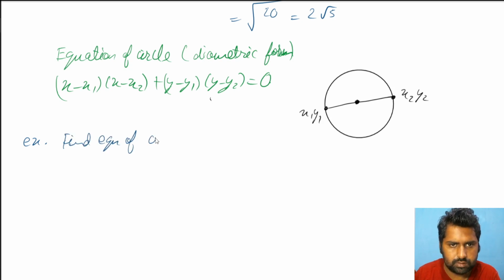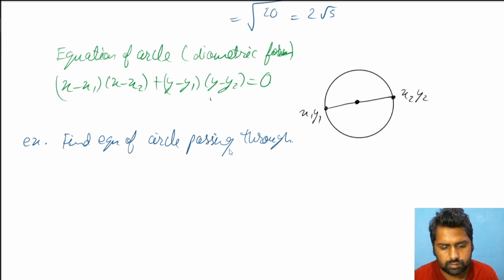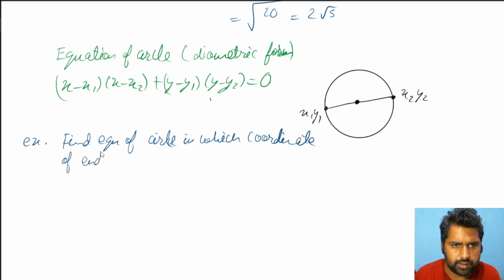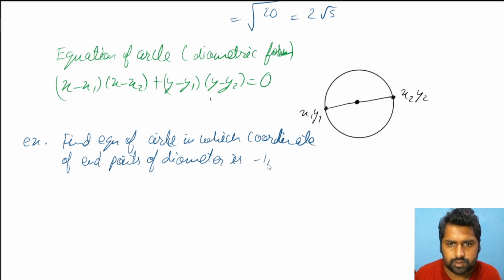Find the equation of a circle in which the coordinates of the endpoints of the diameter are (-1, 2) and (4, -3).